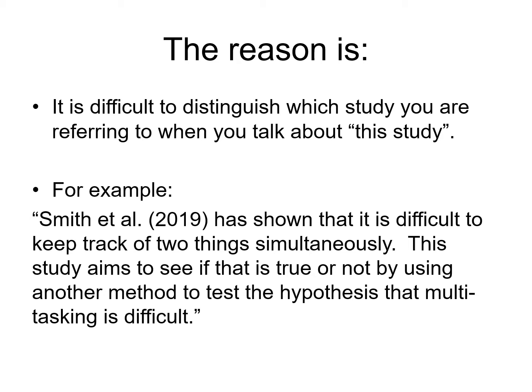Smith et al. 2019 has shown that it is difficult to keep track of two things simultaneously. This study aims to see if that is true or not by using another method to test the hypothesis that multitasking is difficult. Okay, so this study, in other words, let me just highlight this. This study, okay, are you talking about the Smith et al.